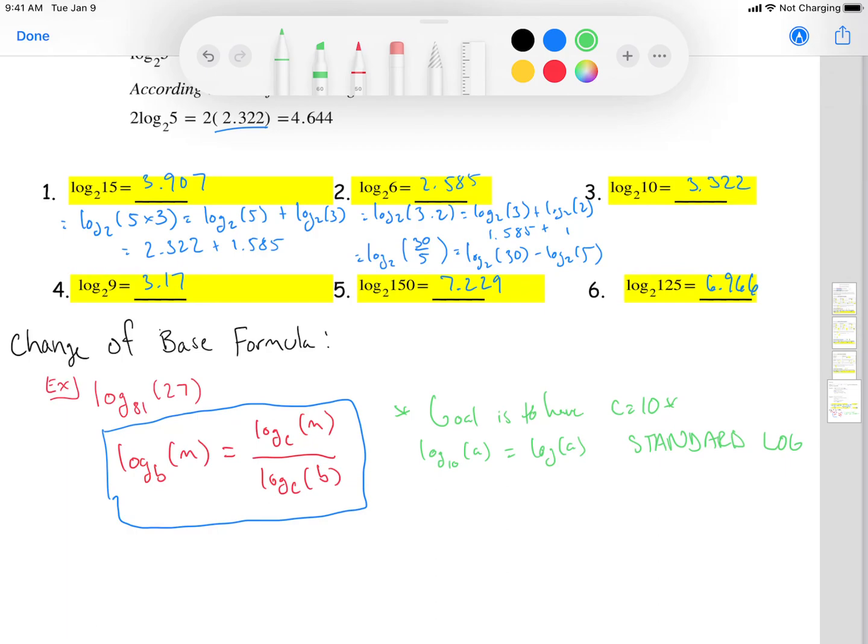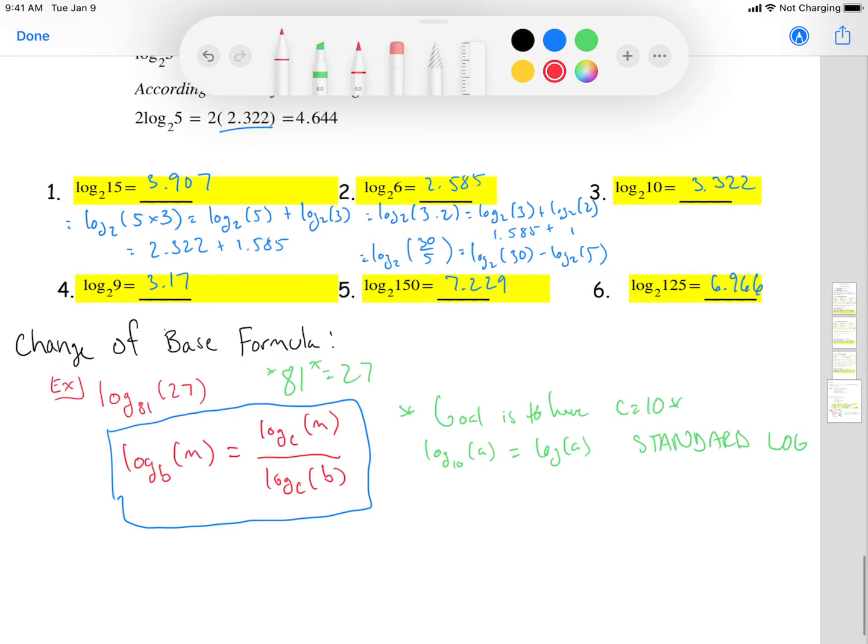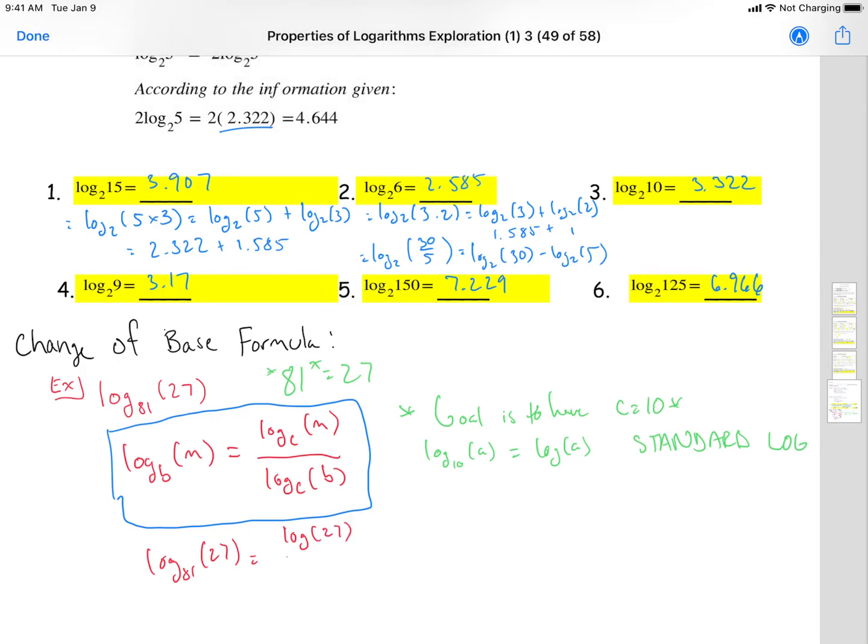Because again, what we're trying to solve here is log base 81 of 27. What we're trying to figure out is, 81 to what power gives me 27? And that's very complicated. Okay? So the way I would use this change of base formula is, if I'm doing log base 81 of 27, this is the same thing as standard log of 27 over standard log of 81. Okay? And that I can type into my calculator.